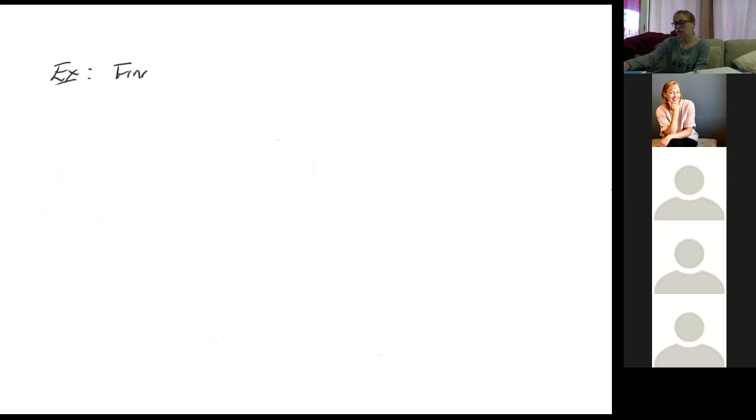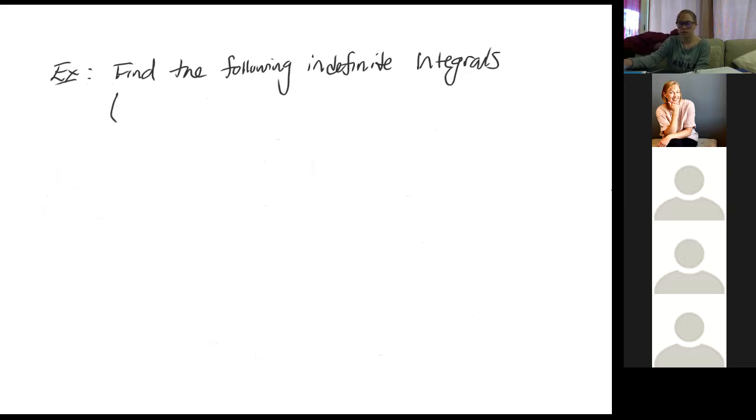Let's find the following indefinite integrals. Or you might see this stated as, find the antiderivatives. Two ways of saying the same thing.